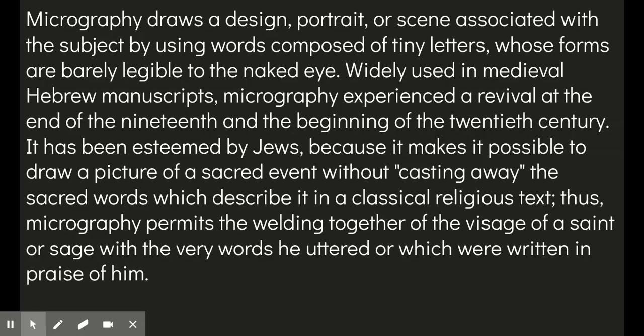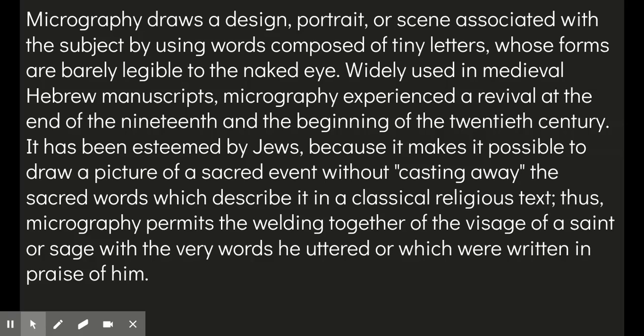Micography draws designs, portraits, or scenes associated with the subject. So the words go with the subject, using words composed of tiny, tiny letters whose forms are barely legible to the naked eye. Yours will be more legible. Widely used in medieval Hebrew manuscripts, micrography experienced a revival at the end of the 19th and beginning of the 20th century. It has been esteemed by Jews because it makes it possible to draw a picture of a sacred event without casting away the sacred words, which are described in the classical religious texts.